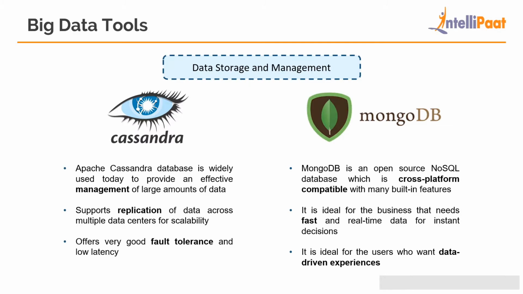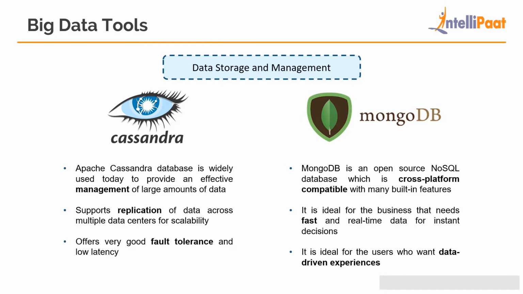And then comes MongoDB. It is a NoSQL database, basically a non-relational database. It is also open source. It is cross-platform compatible, with so many different software, platforms and frameworks. It is ideal for businesses that need fast, real-time data for fast decisions. As we know, MongoDB is really fast because it is NoSQL. Even though it is NoSQL, it has inbuilt features so that you can easily query data out of MongoDB tables. That's why it is really fast, and it is very much required for real-time data. Basically, NoSQL databases are used for real-time data reading.